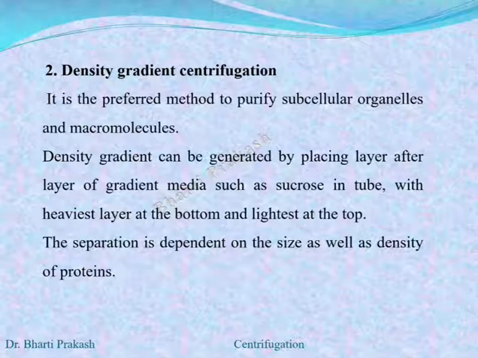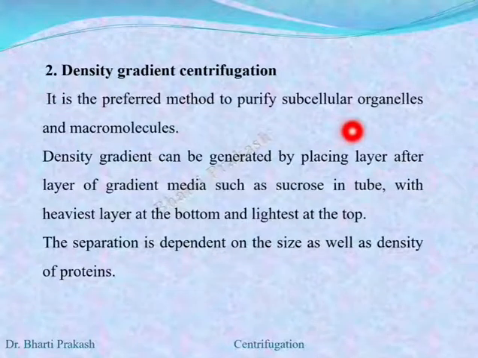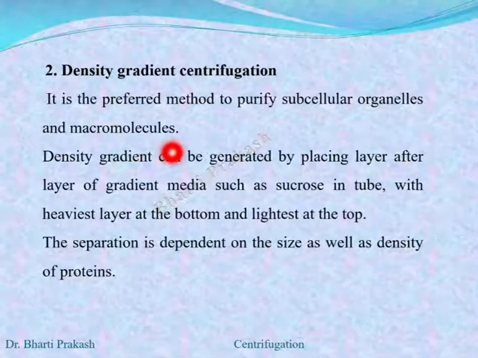The second is the density gradient centrifugation. The second type of preparative ultracentrifugation is the density gradient centrifugation. When the quantitative separation of all the components that are present in a mixture of particles is required, the technique of density gradient centrifugation is applied. It is a preferred method to purify the subcellular organelles and the macromolecules.